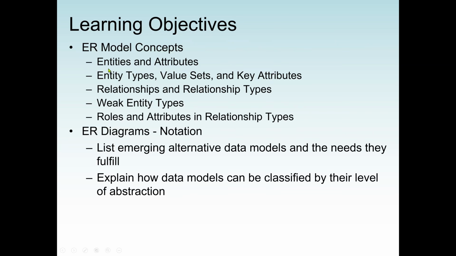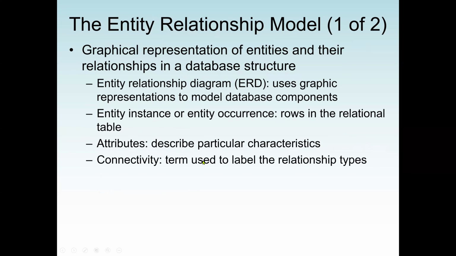So we're going to discuss what an entity is, attributes and entity types, the value set, key attributes, what a relationship is and the different types of relationships, also weak entity types, and also roles and attributes in relationship types. We're also going to discuss the ER diagram notation. We have two types of notation. We will go through both of them.